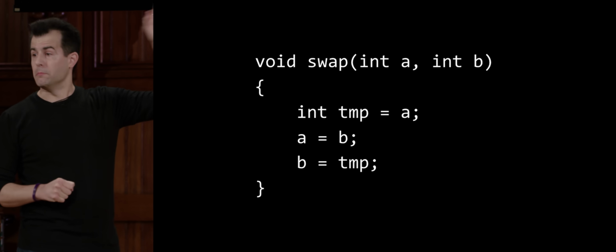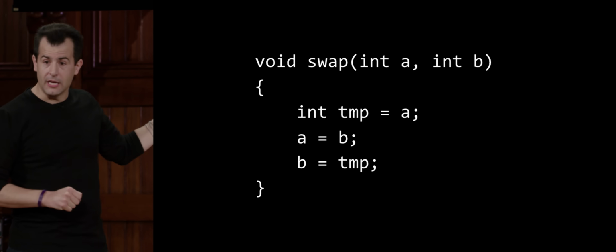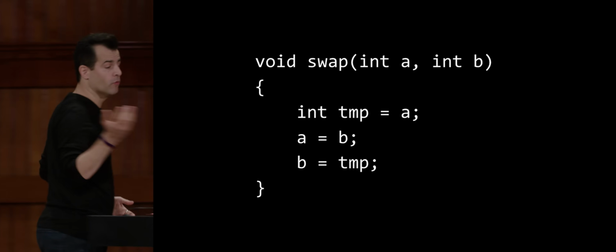Then change A to be B. And then change B to be what was A, which is currently in temp. So it's kind of this three-step switcheroo, just like Kate enacted for us here.